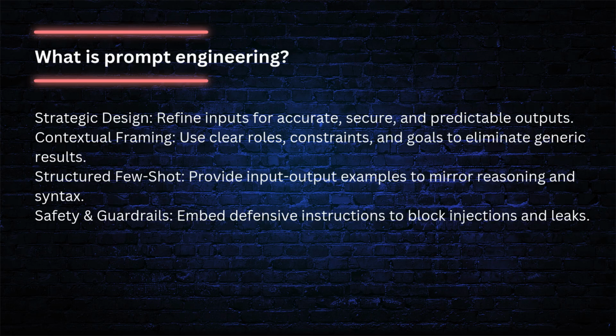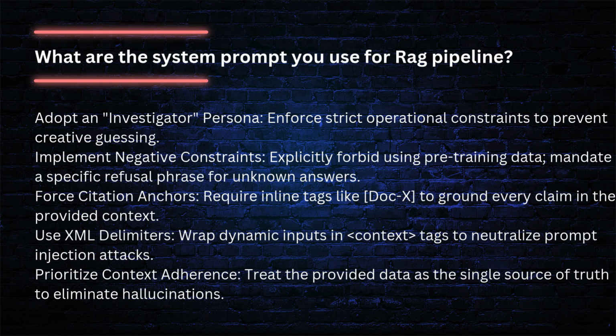What are the system prompts you use for a RAG pipeline? An effective system prompt for a production RAG pipeline must treat the model like an investigator operating under strict constraints. It needs to actively fight the model's natural urge to helpfully guess or pull from its pre-training data. Here is the exact production-grade template structure I use to enforce context adherence, prevent hallucination, and guarantee structured outputs.